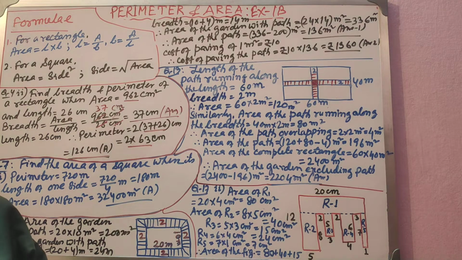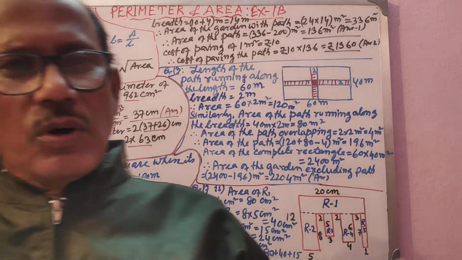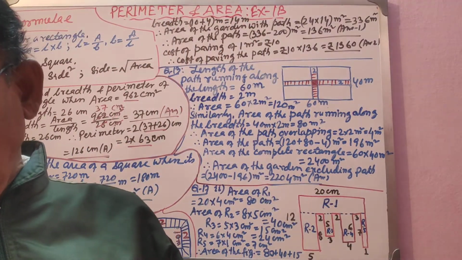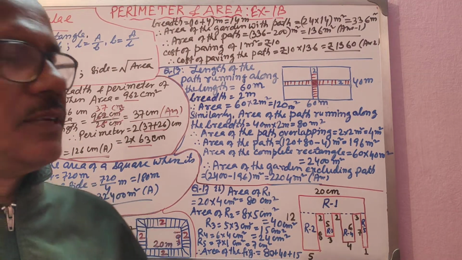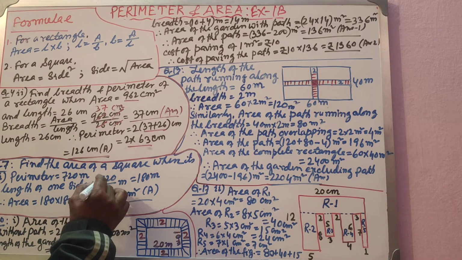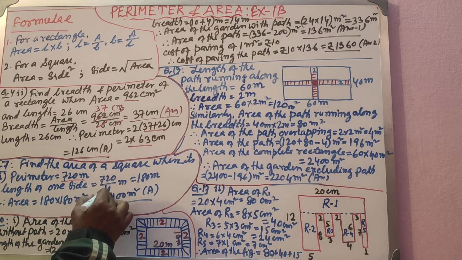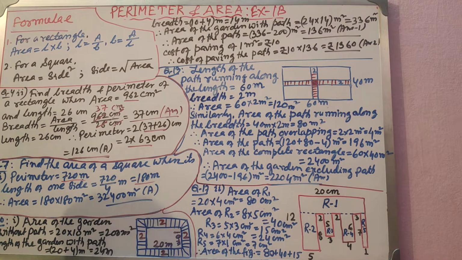Now moving on, I have taken question 7, one of the questions from the square. Find the area of a square if the perimeter is given to you. The perimeter of the square is given, that is 720 centimeter. So the side will be what? Perimeter divided by 4 in case of a square. So the side will be 720 divided by 4, that is 180 meter.